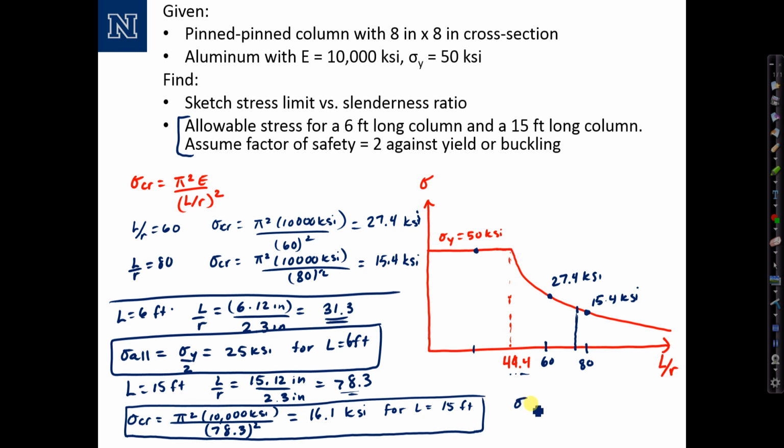Oh, I forgot to compute that. Sigma allowable equals sigma crit divided by 2, which is going to be about 8.05 ksi. Okay, and that concludes this example.